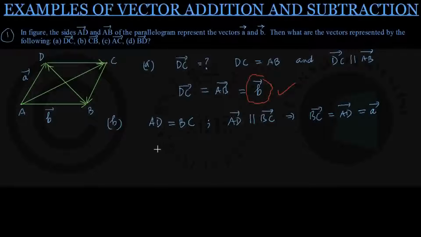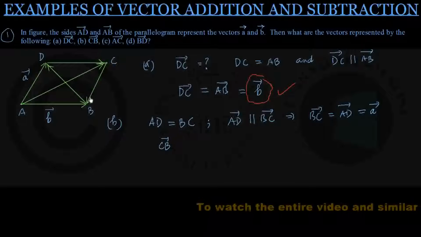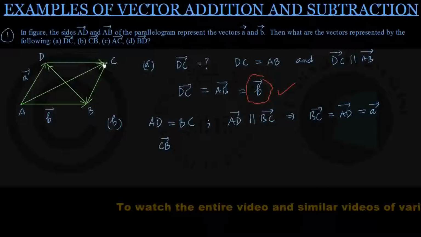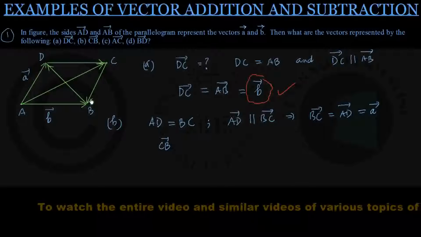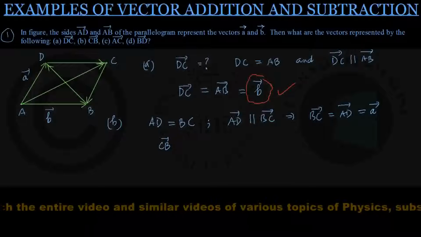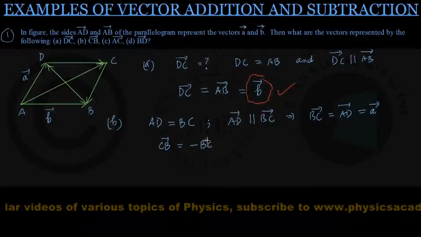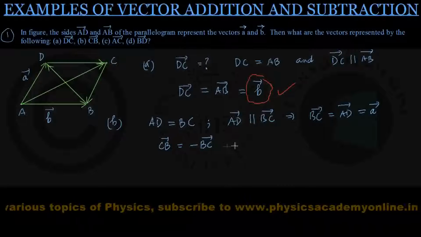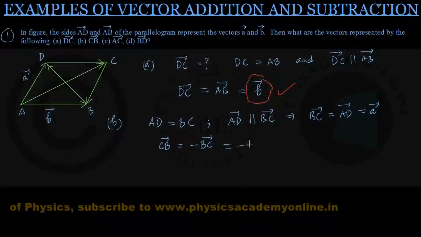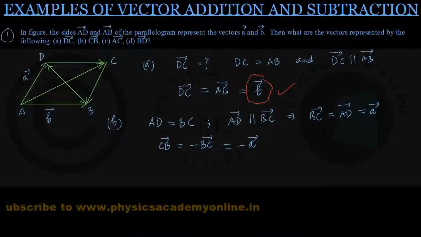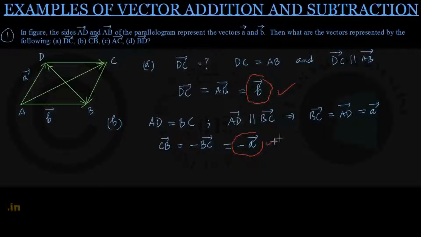But then you can see they are asking about CB. Now CB and BC, the sense is changing. B to C is from here to here, and C to B is reversed. So they're asking for CB. Now this CB is nothing but minus of BC, because we have been reversing the direction. So CB is coming out to be simply minus A vector. That is my answer of the second part. We have seen CB is representing the vector minus A here.